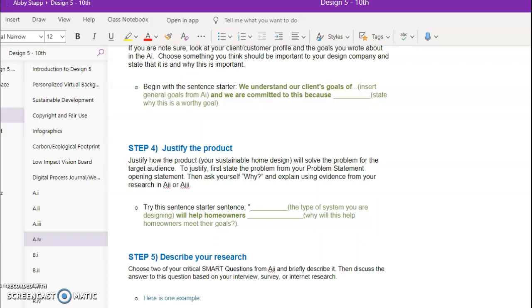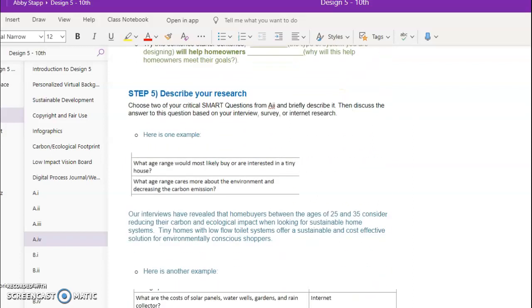Now you're going to justify your product. Your product, again, is your system. I gave you a starter sentence that you can use here. The type of system you're designing will help homeowners do what? Okay. Describe your research. Choose two of your critical SMART questions from A2 and briefly describe.